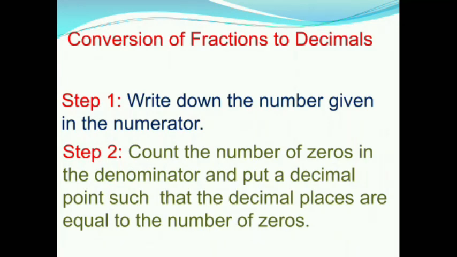Now we should convert fractions to decimals. To convert a fraction into a decimal, we should write down the number given in the numerator. Then count the number of zeros in the denominator and put a decimal point such that the decimal places are equal to the number of zeros.